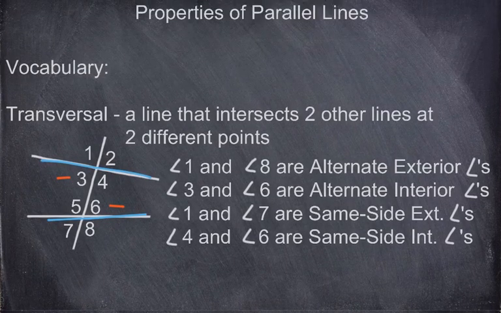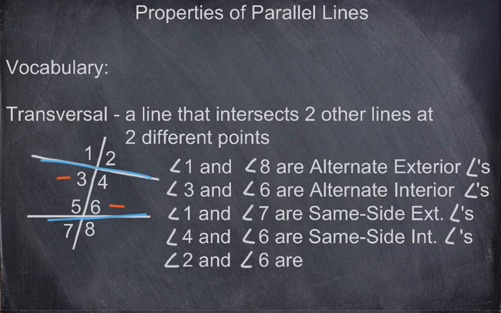Now there's one more, actually not here. Let me go ahead and throw that on there as well, but it's a very important one. So now we have angles 2 and 6. So far we've talked about alternate interior and exterior, same side interior and exterior. Well, another type of angle would be angles 2 and 6. Notice they're both on the same side of the transversal, but they're neither both on the exterior, nor both on the interior. So there's a name for that.